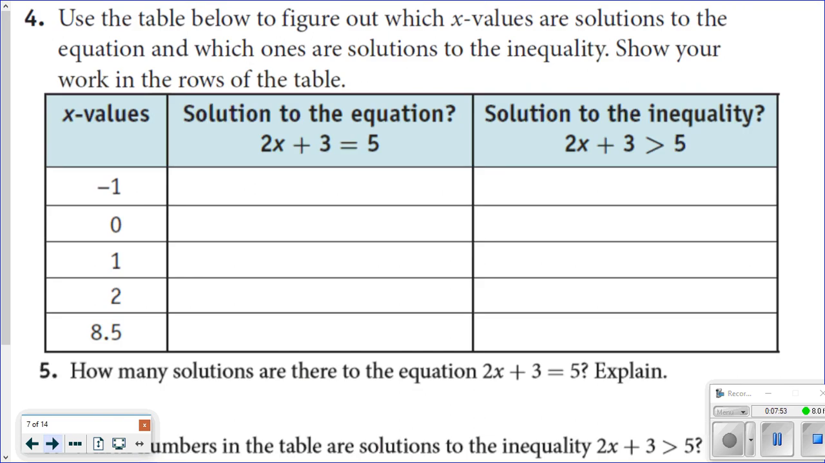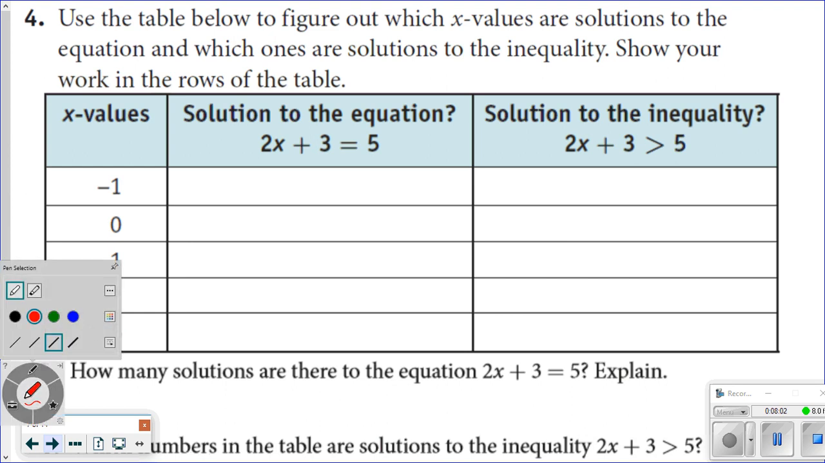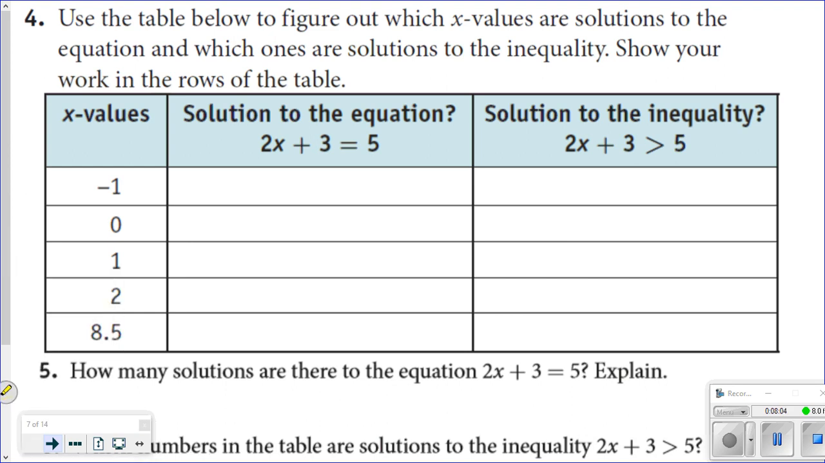On the next page, for question 4, we're going to use this table to figure out whether or not these x values are solutions to this equation right here and this inequality right here. So you're going to have to plug in these numbers. Again, you're probably going to have to pause. Use your calculator to help you if you need it.